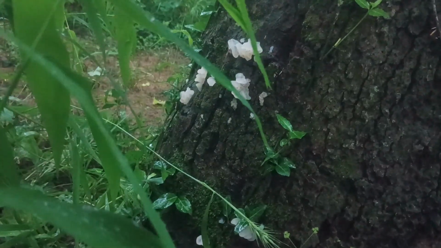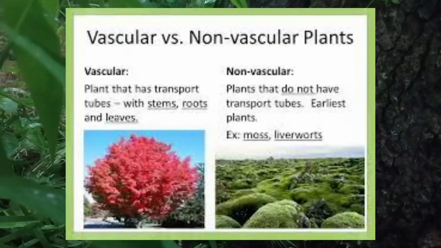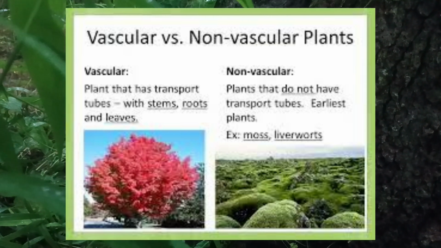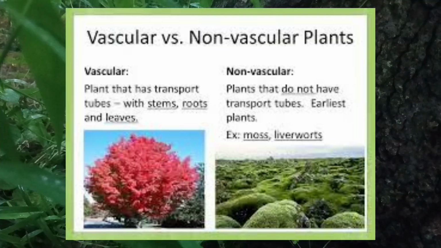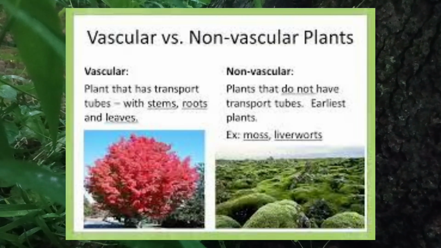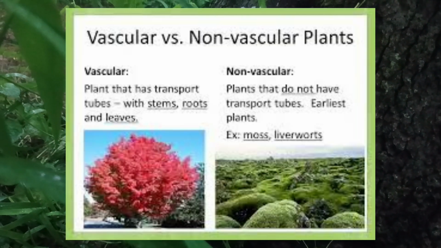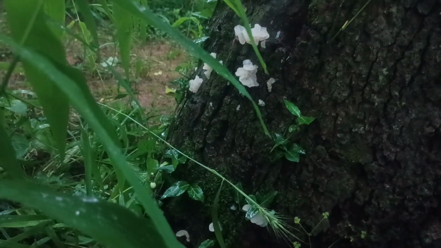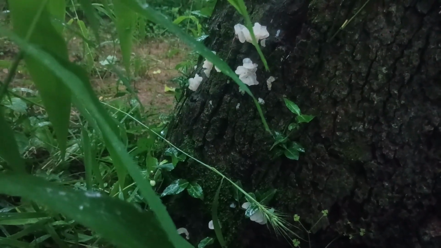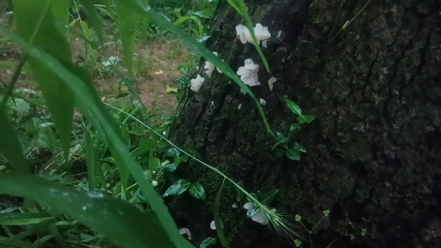You'll also need to know the difference between vascular plants and non-vascular plants. Vascular plants are characterized by the presence of stems, leaves, and roots. Vascular plants also have vascular tissues known as xylem and phloem. Non-vascular plants, like mosses, lack these structures altogether. Now, with that being said, let's get into the different kinds of plant organs that there are.